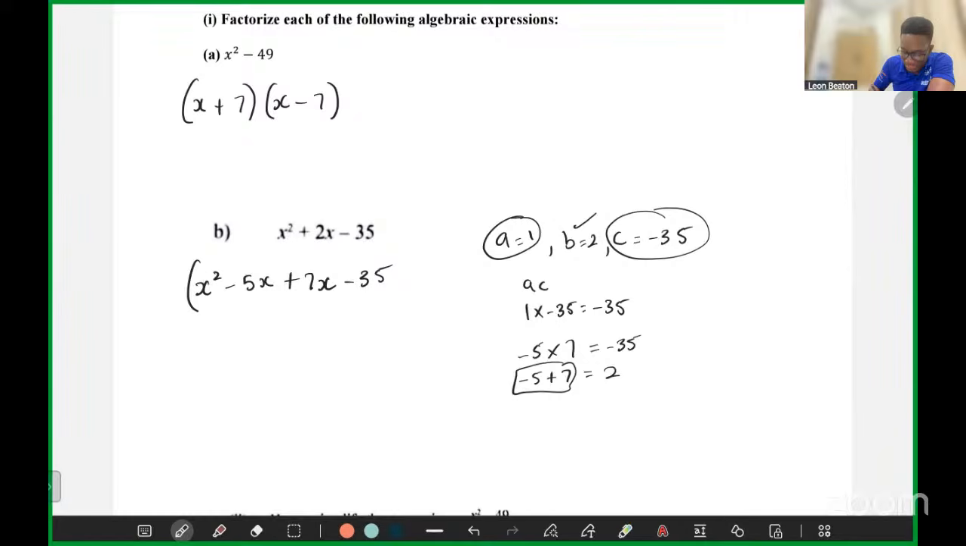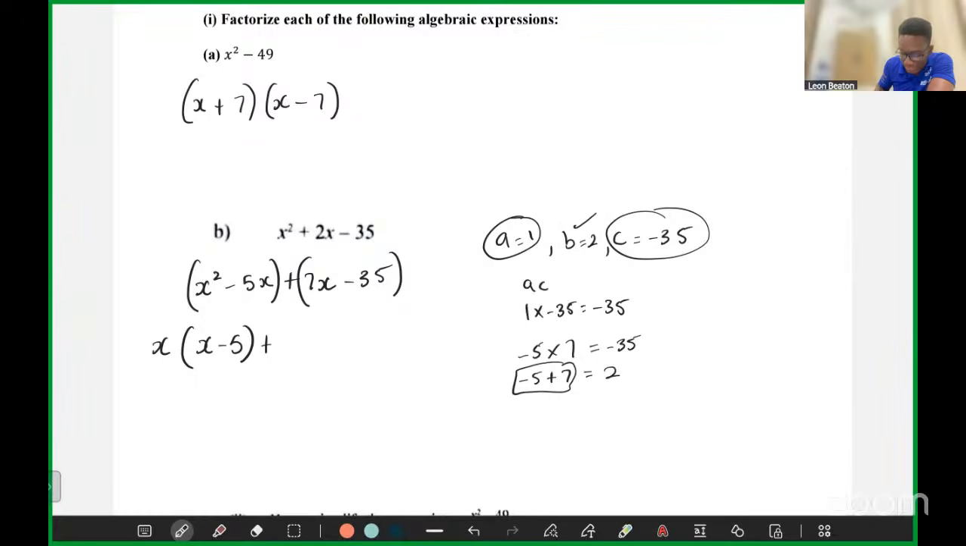And then we pair off, and then we factorize. So in the first bracket, the highest common factor between x squared and 5x is x. So we factor x out, and we're left with x minus 5. In the second bracket, we factor the plus first of all. Remember when we see plus, nice and easy, light work. So we see 7x minus 35.